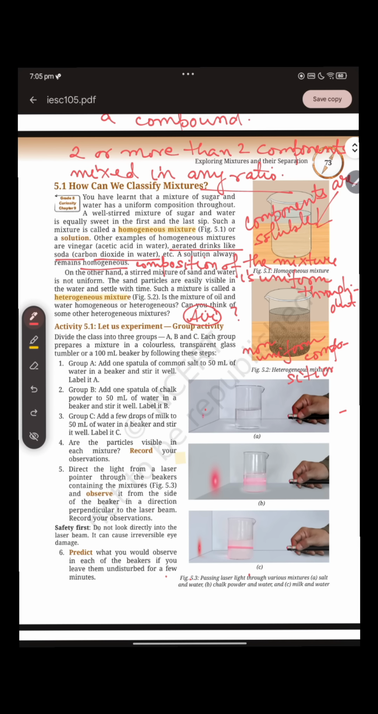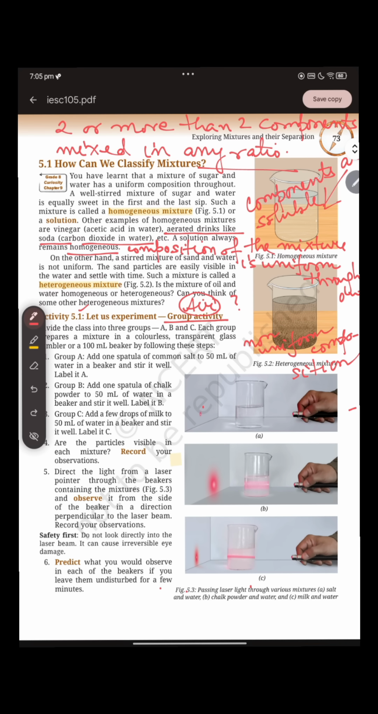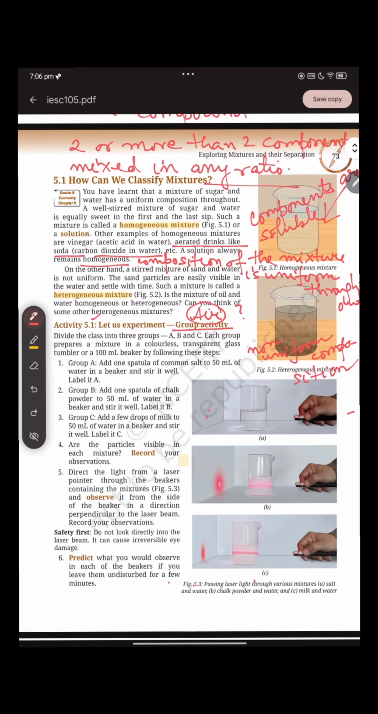And what is the reason? The reason is they do not dissolve. The components do not dissolve. The example can be chalk powder in water, sand in water. They form heterogeneous mixture. Now there is a group activity, in chapter 5 it's the first activity or the first experiment. Now we can see there are three groups: Group A, Group B and Group C.